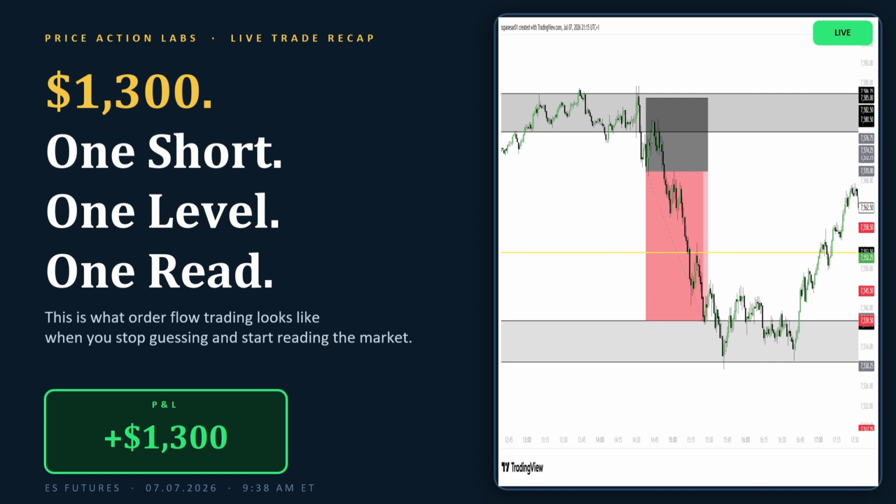So this is obviously the S&P 500 or the ES futures, and I'm going to be breaking down how I found my level, how I read price action in that level, and then ultimately how and why I took the strike. So let's get into it.